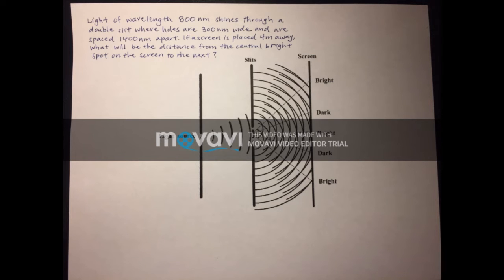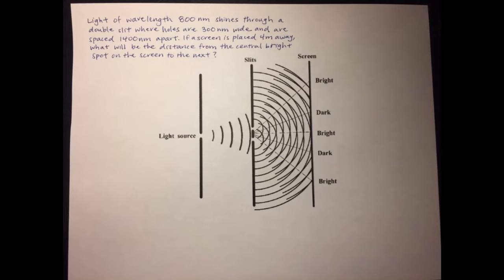We're going to start a problem using Young's double slit equation. The problem is the light of a wavelength is 800 nanometers and it shines through a double slit where holes are 300 nanometers wide and are spaced 1400 nanometers apart. If a screen is placed 4 meters away, what will be the distance from the central bright spot on the screen to the next bright spot?